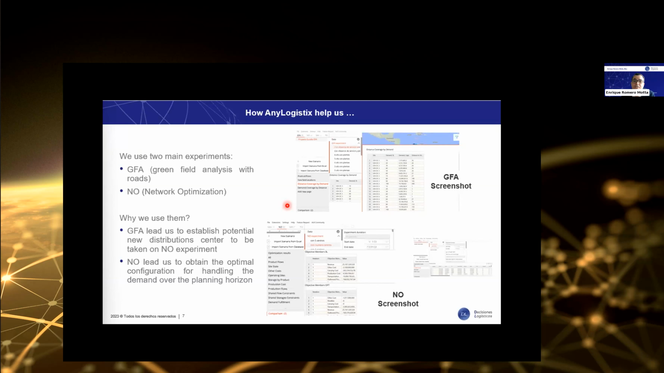So we worked with 2 experiments. Probably you already know how anyLogistix works. You know that anyLogistix creates different kinds of experiments, which you already saw in the different presentations during this conference. So we focused on 2 main ones, which are the Greenfield Analysis and also the network optimization experiment. We want to create an optimal strategy and understand how this strategy can be implemented, okay?